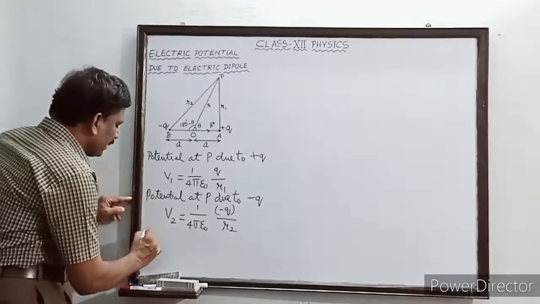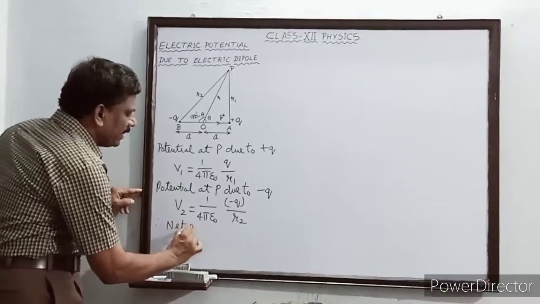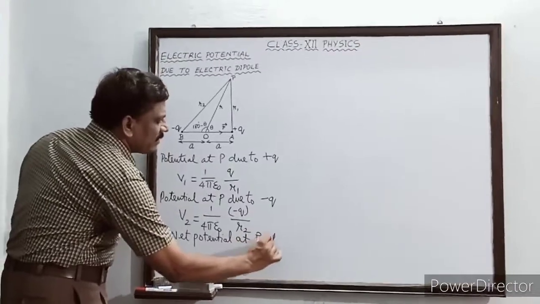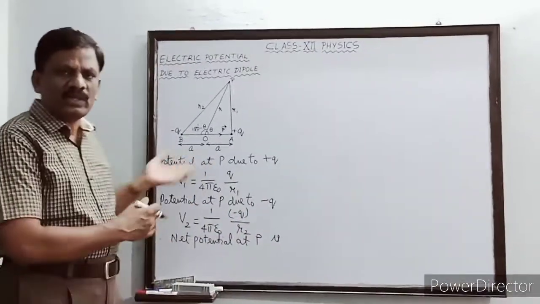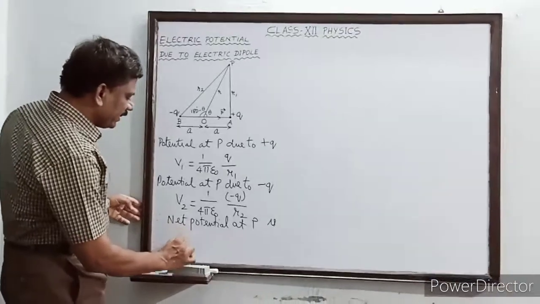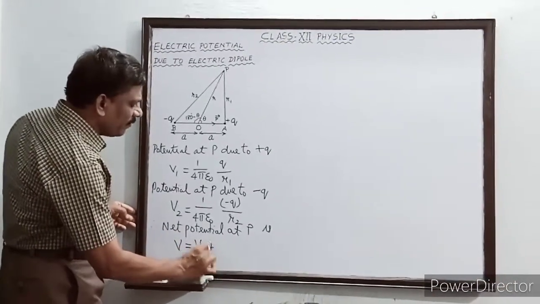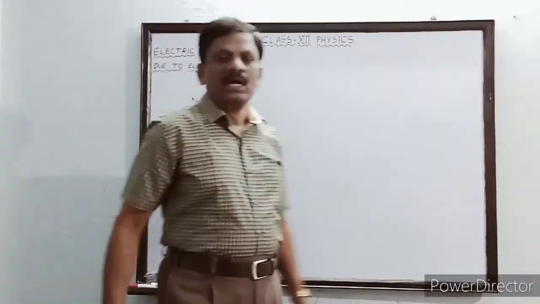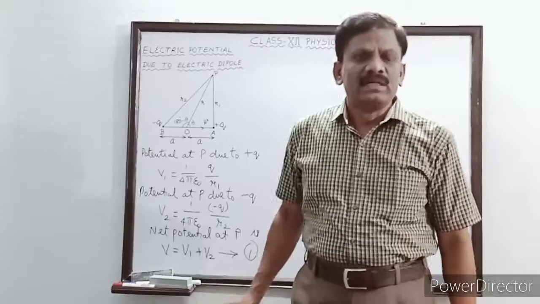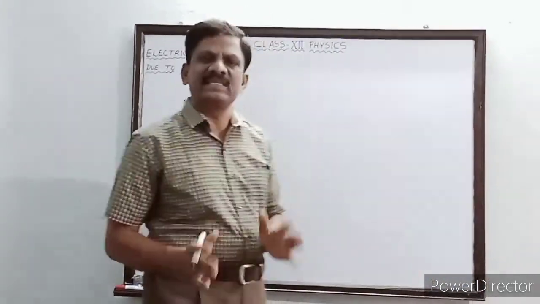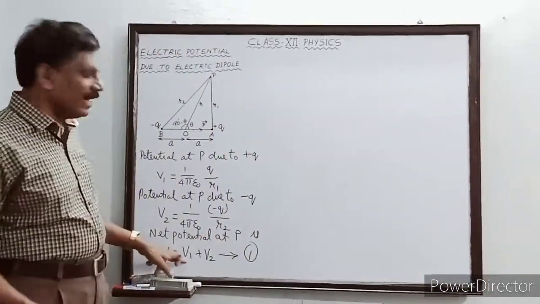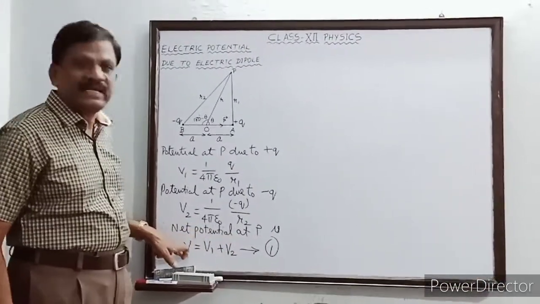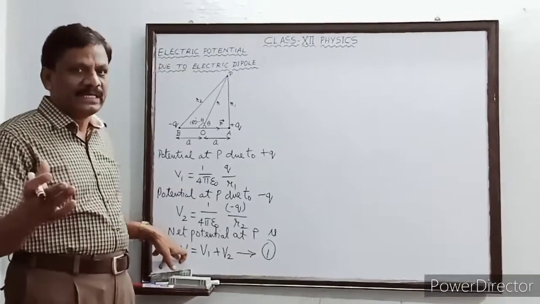Okay. Therefore the net potential at P, that is, the net potential due to the dipole, is taken as V is equal to V1 plus V2, and this is equation 1. I hope you must have understood equation 1. So it is a scalar, potential is a scalar. Therefore directly we can add the algebraic sum of the potentials V1 and V2, so that we can get the net electric potential at the point P due to the entire dipole.